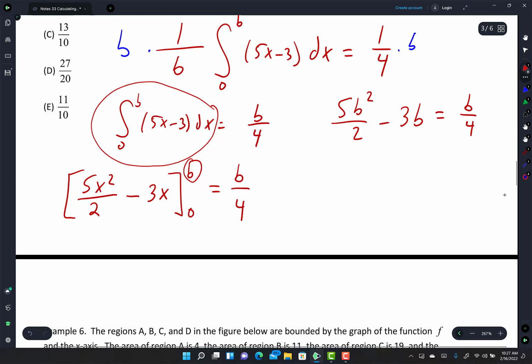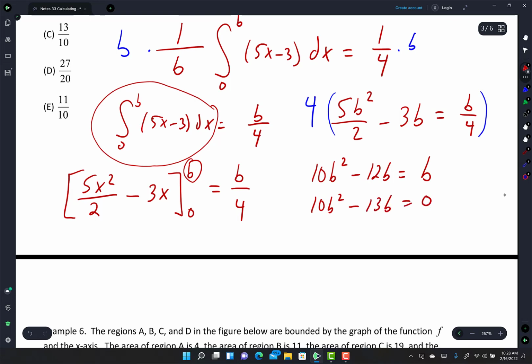I think the best move, this is just me, I see a 2 and I see a 4, and I want to get rid of all the fractions. You can multiply by 2, but if I multiply by 4, I get rid of that 4 also. Does that make sense to you guys? We're just doing algebra. So multiply everything by 4. How many times does 2 go into 4? 2, and 2 times 5 is 10b squared, minus 4 times 3, 12b, equals b. I'm going to move that b to the left: 10b squared minus 13b equals 0.